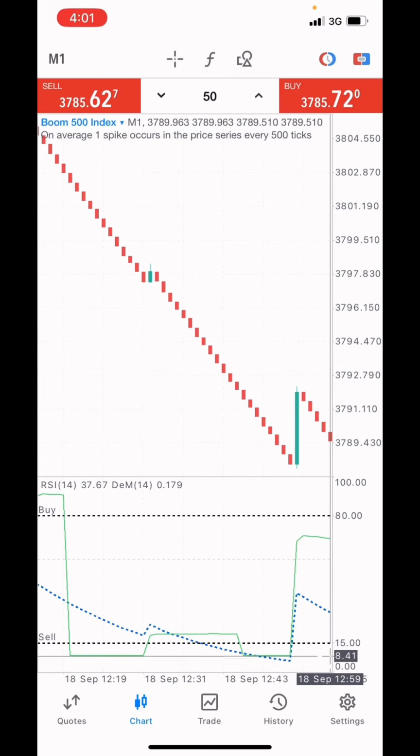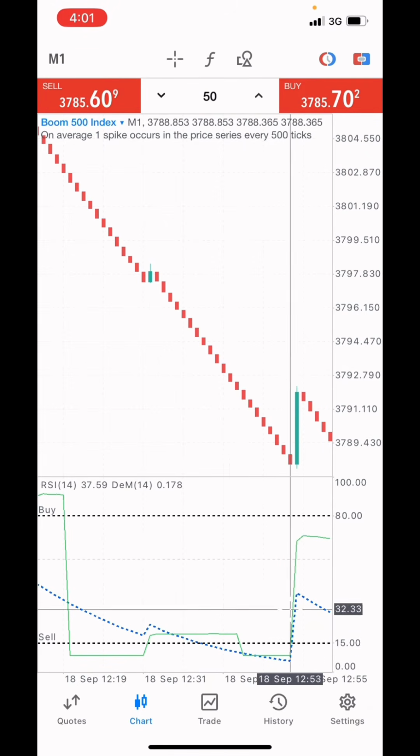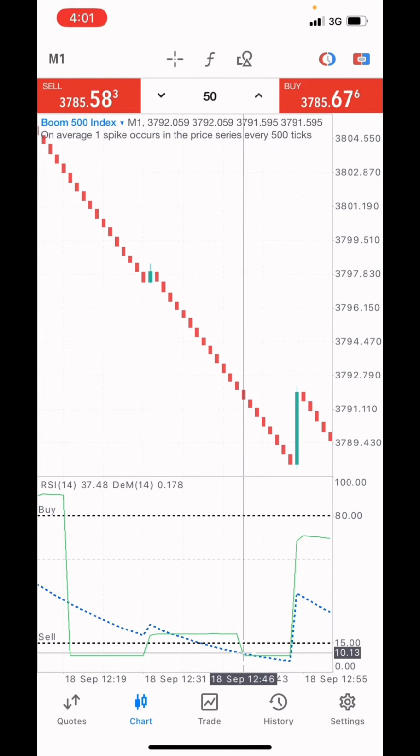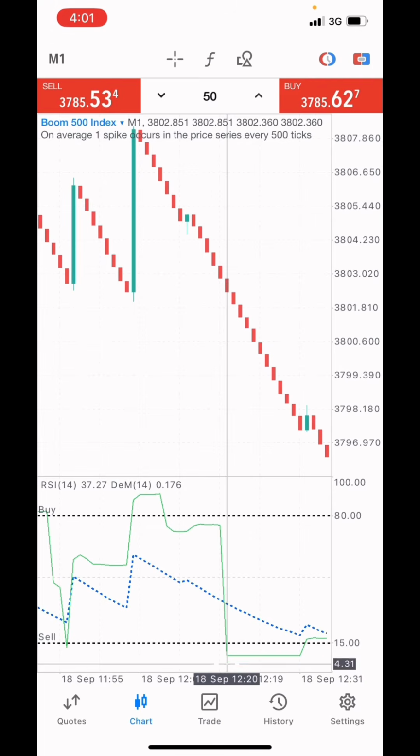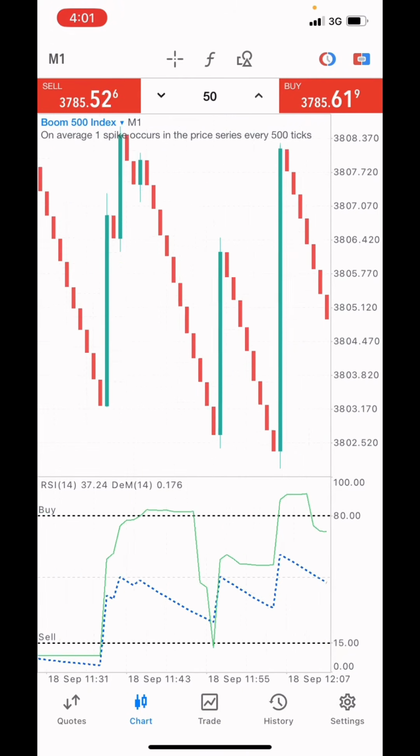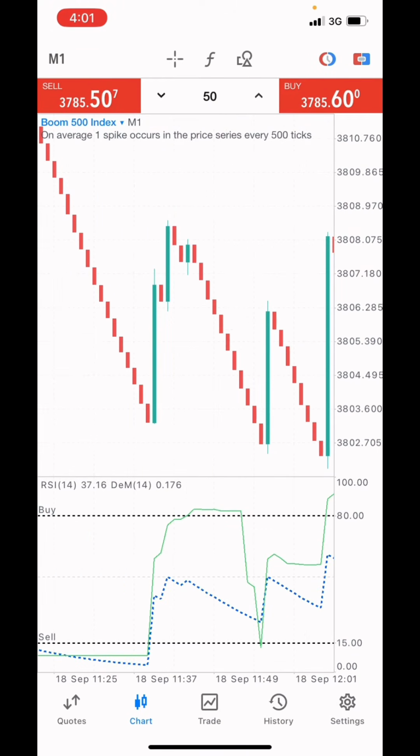Okay, so at level 15, immediately it crosses below, you take a sell, and you take 3, 4 or 5 candles depending on you. I took 5 candles, right? Then right here again, you see 5 candles. I took right here again. But this strategy is not a 100% strategy.